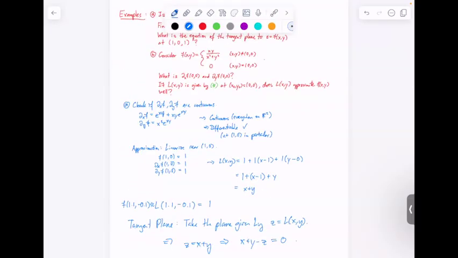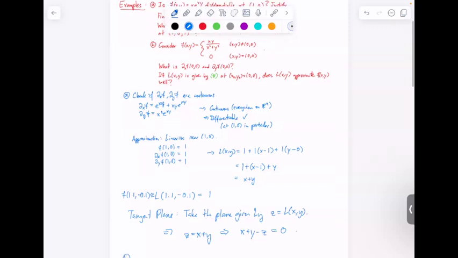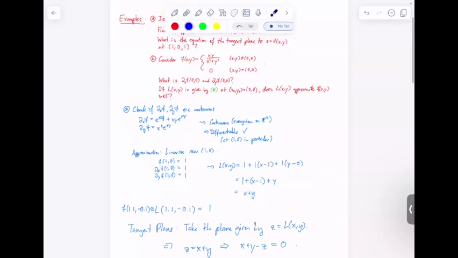So what are the partials at 0 here? Okay, so let me address the question. 1, 0, 1 is precisely what this point is, right? We've taken our linearization at the point x is equal to 1, y is equal to 0, right? That's what we've done here already. We've linearized near 1, 0.